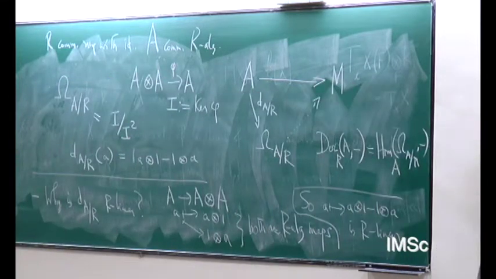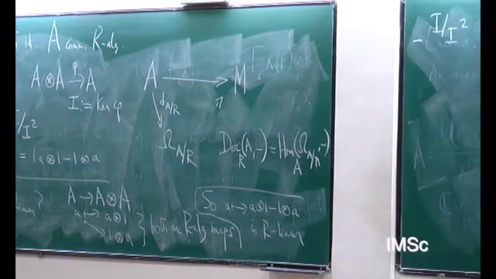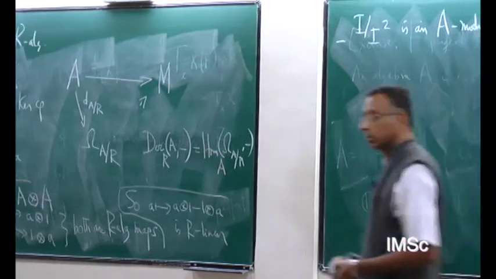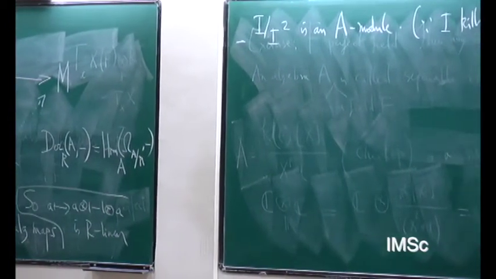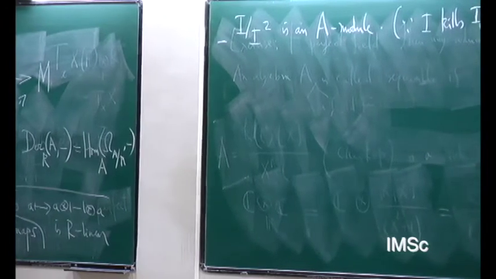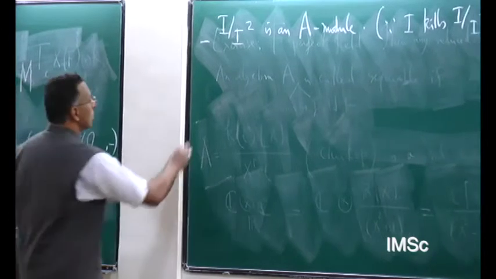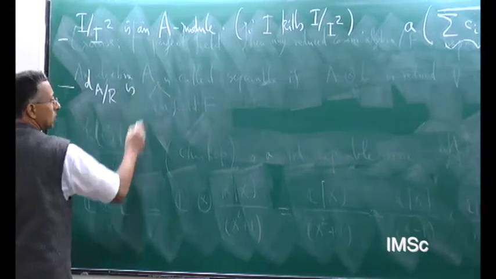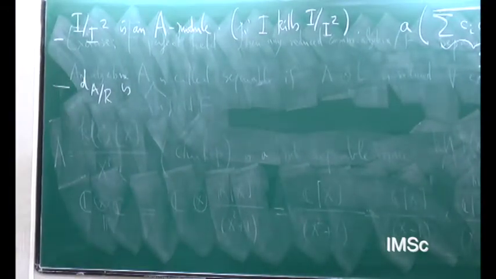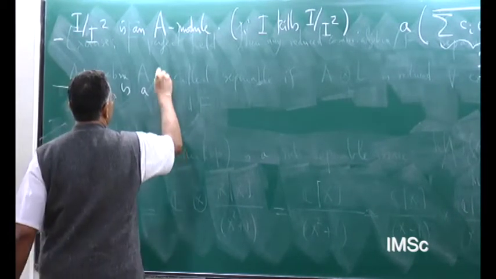Now let's check that it's a derivation. So far, where are we? This is an A module, this is an R-linear map. Let us check that this is a derivation, okay? Sorry, the board is not erasing, I hope you can see it. It's a derivation.